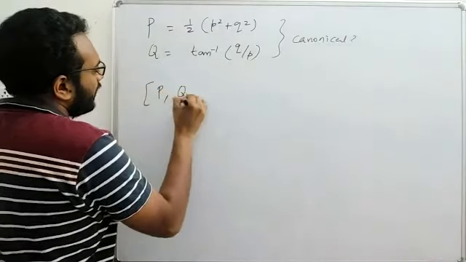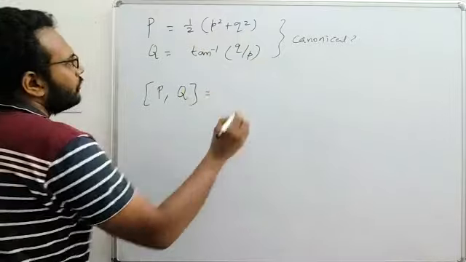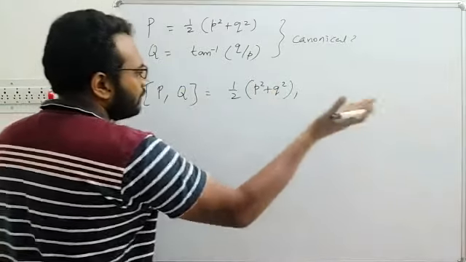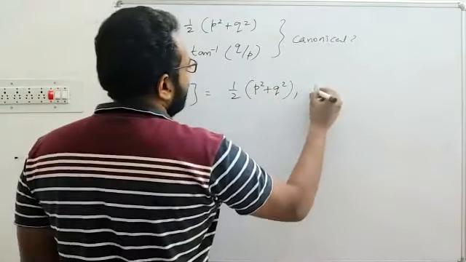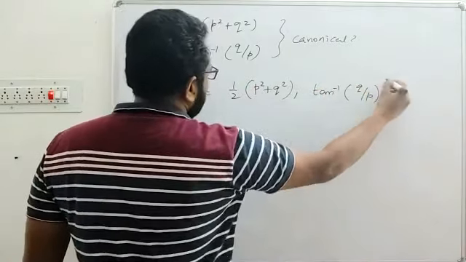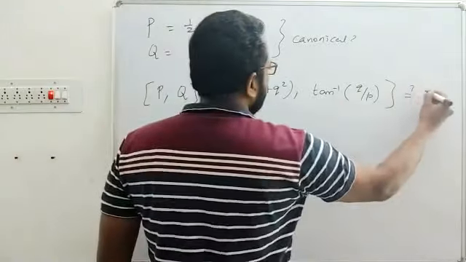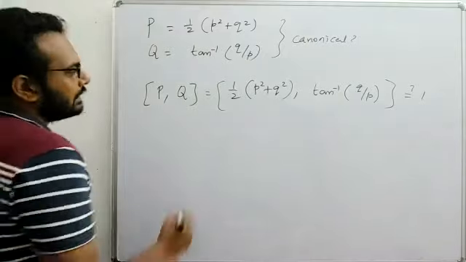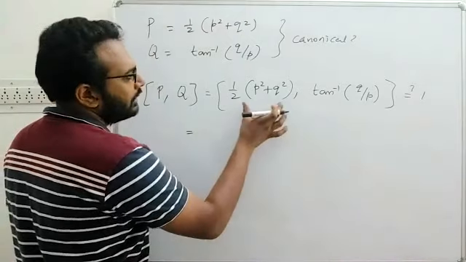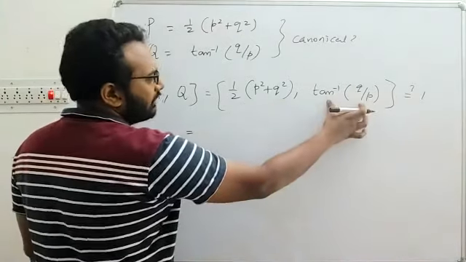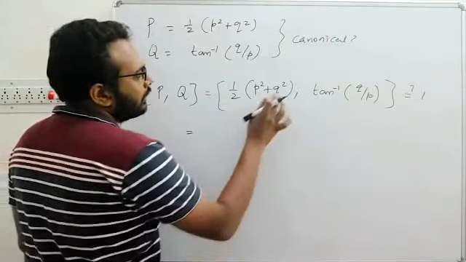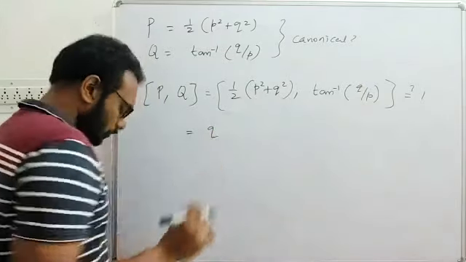Let's try the Poisson bracket of Q with P. So this is equal to half p square plus q square. You see that here there is p and q, so you'll have to use both terms of the Poisson bracket. Okay, and tan inverse of q by p. Okay, let's find the Poisson bracket and see if this is equal to 1. Okay, so let's immediately start. All right, so the derivative of the first with respect to q multiplied with the derivative of the second with respect to p, and in the opposite order. So if you take the derivative of this thing with respect to q, you get 2q divided by 2. So that's simply q.